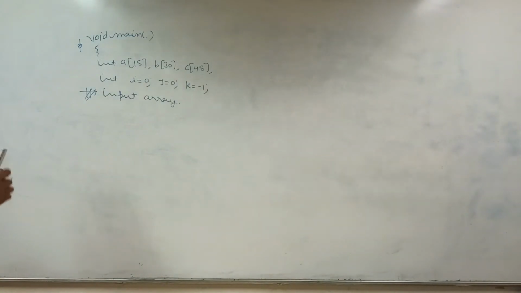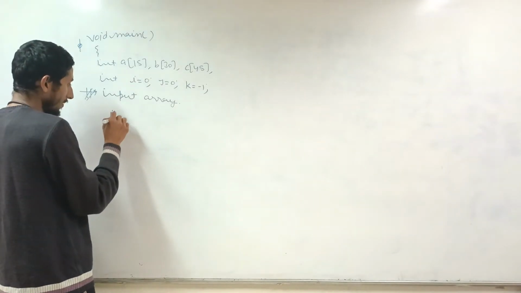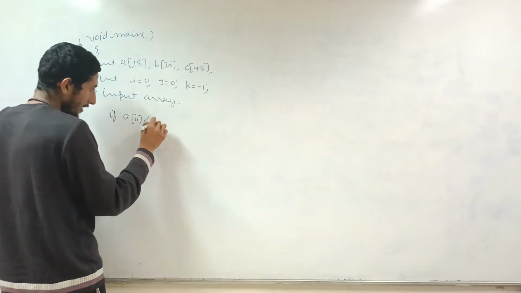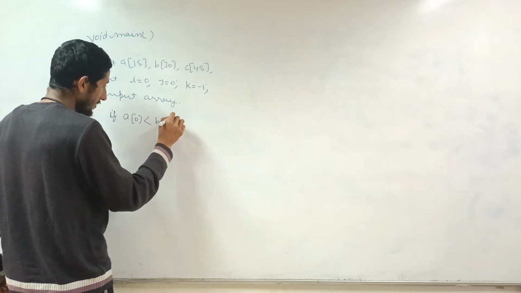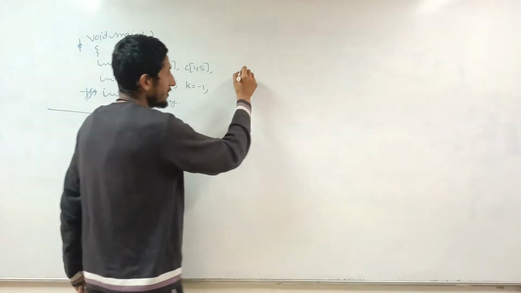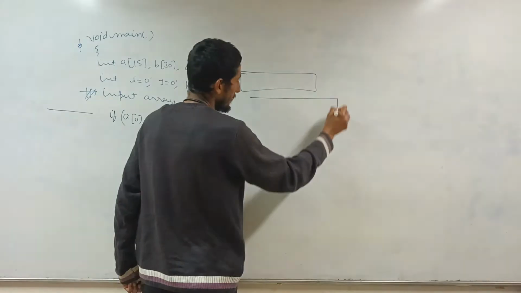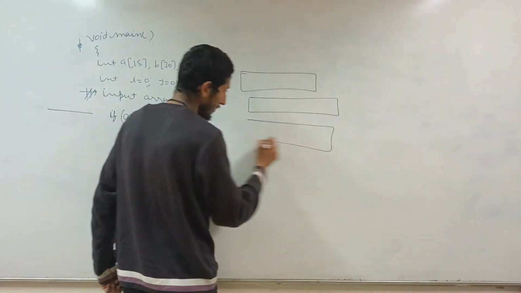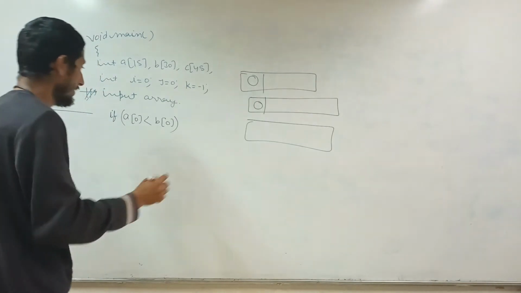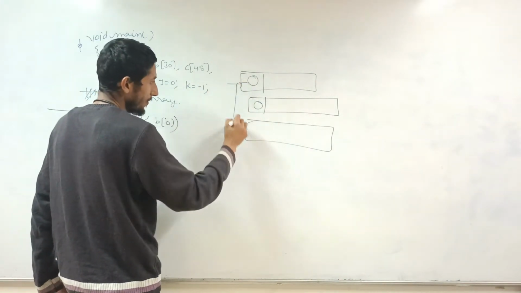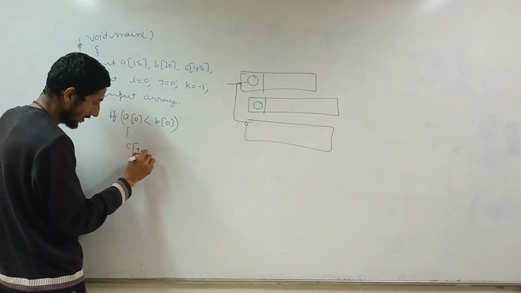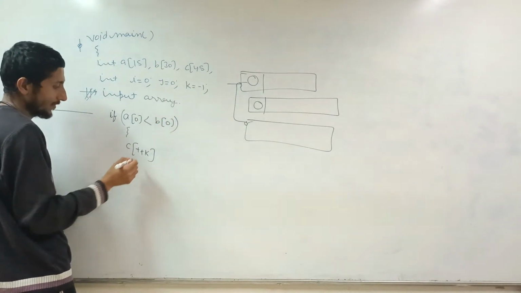Then what I will do, first of all, I will compare if A of 0 is greater than B of 0. What is the meaning of this? Let's say that is the array A, that is the array B and that is the array C. I am going to compare this one and this one. So if this element is smaller, I am going to copy this one. So what I will do, C of ++k. The value of k was -1, so it becomes 0.